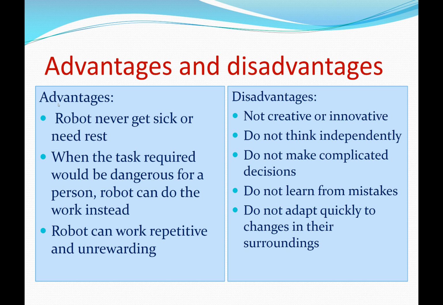When it comes to how to run a business, how to manage things, older people have experience and some wisdom there. But the younger person is where the ideas and the innovations are going to come from. But again, getting back to robots: robots don't learn from mistakes. Humans do. And robots don't adapt quickly to changes in their surroundings.